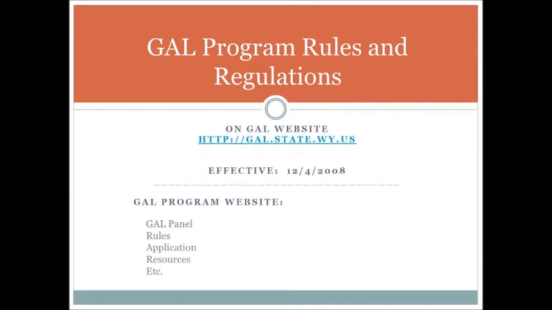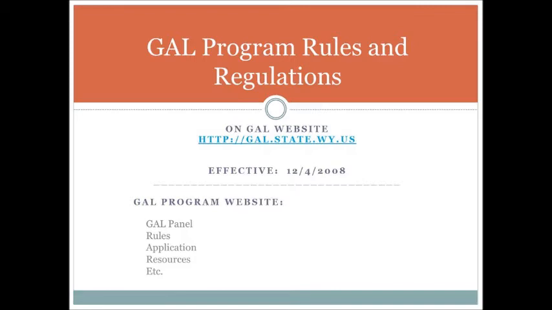The next thing I want to talk about are our GAL program rules and regulations. These were effective December 4th, 2008 when the GAL program was moved from the Supreme Court to the Public Defender's Office. I have the website up there for the GAL program. You can find these rules and regulations on that website by going to the resource page and then clicking on rules. It'll be the first link at the top of that page.